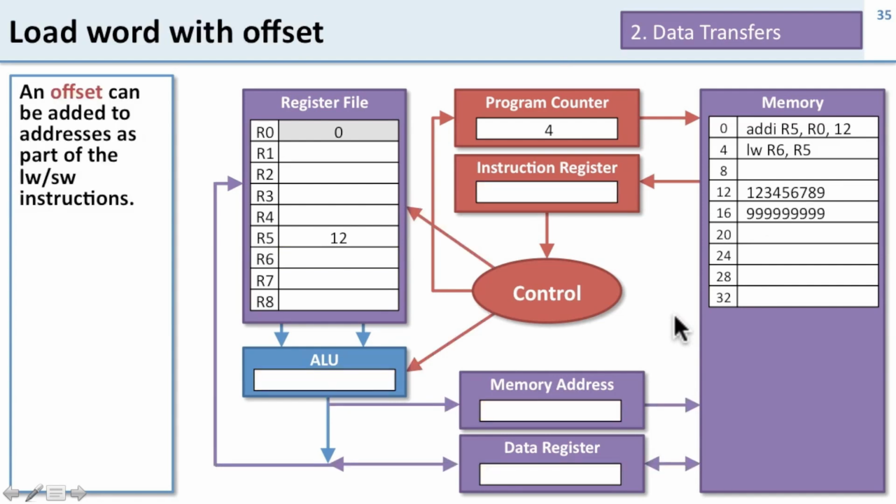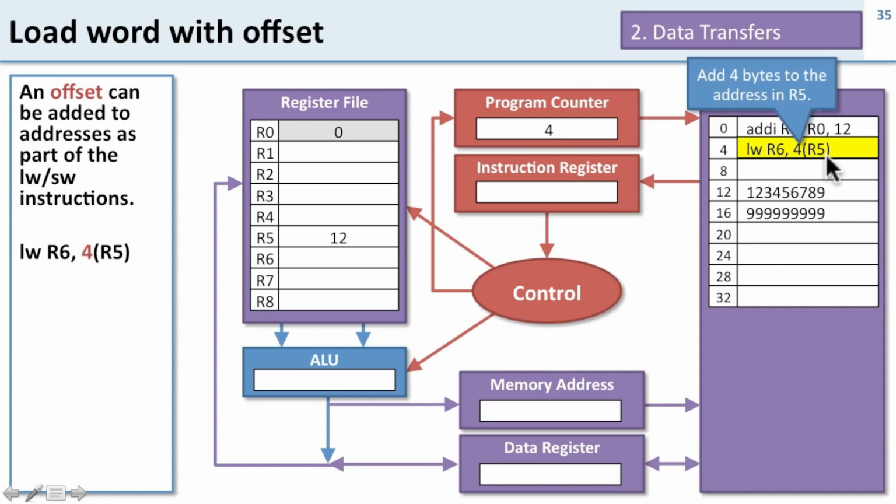Now we can also put offsets on memory instructions. For example, load word R6 4 R5. This says load it at 4 bytes off from R5. So we can go ahead and put this in here. Now our instruction looks like this, and this is going to be 4 bytes off of R5. So how is that instruction executed? Well, let's take a look.